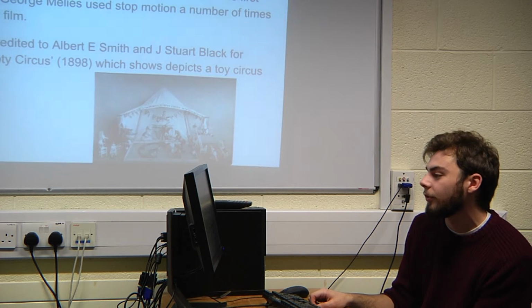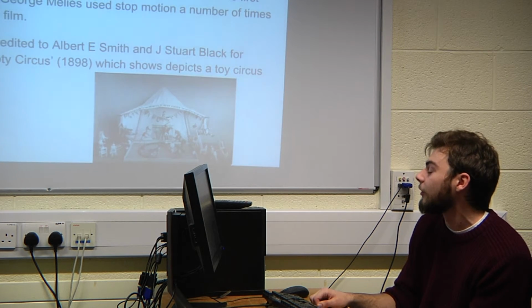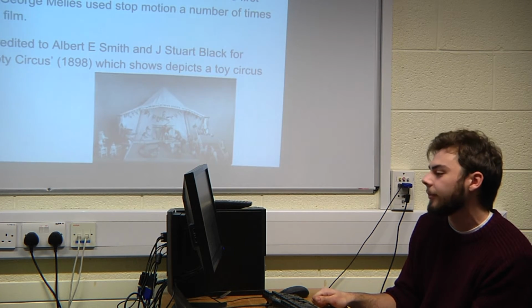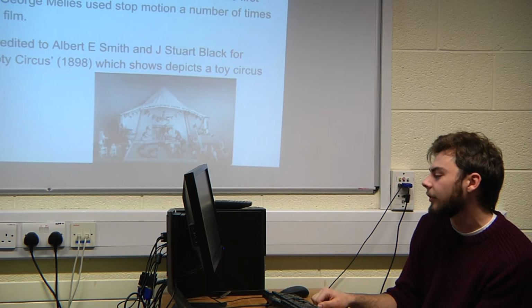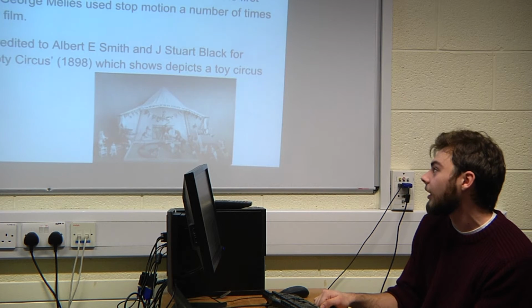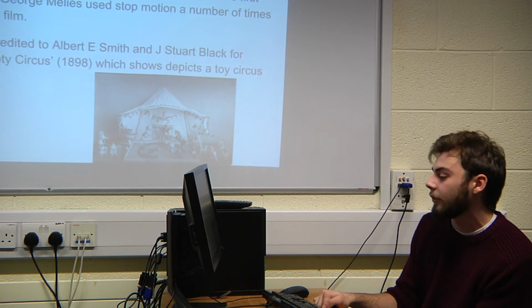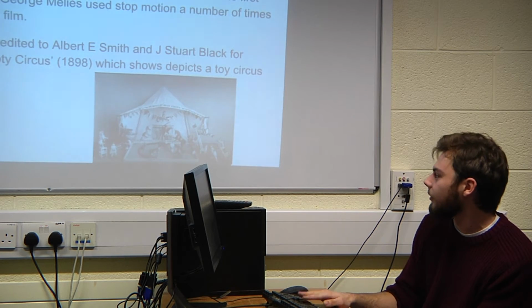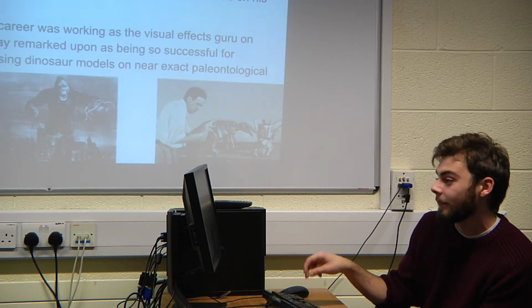The early history of stop motion: it's one of the oldest tricks used to achieve special effects in film. Numerous examples can be named, including Georges Méliès, who used it a lot in his early films. The first instance, however, is credited to Albert E. Smith and J. Stuart Blackton for Vitagraph's Humpty Dumpty Circus, which depicts a toy circus of acrobats coming to life, and the original footage from it is no longer available.